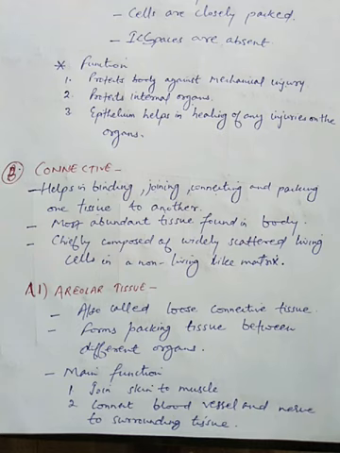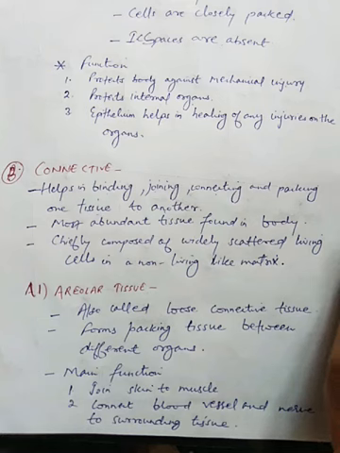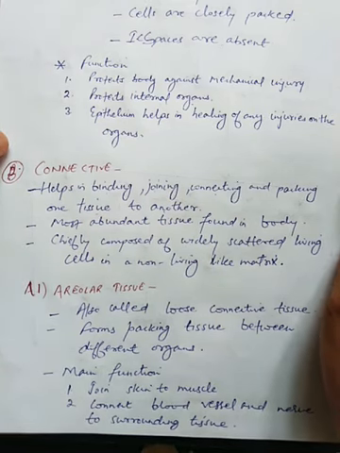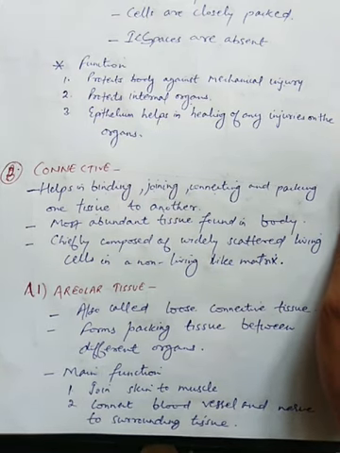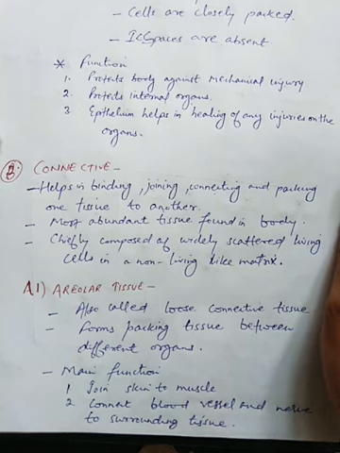Now see, it is composed of widely scattered living cells. So actually the cells in this connective tissue are scattered, you all know, they are far away from each other, and they are all present in a non-living matrix.